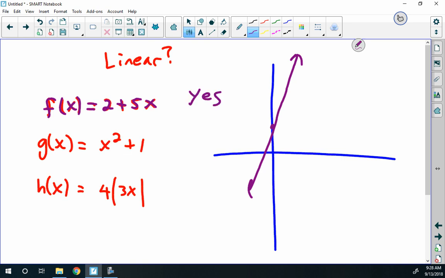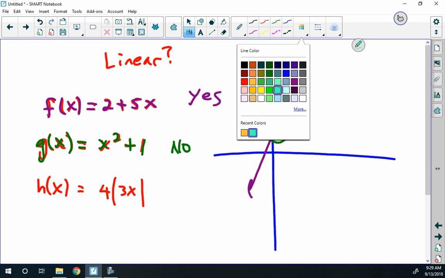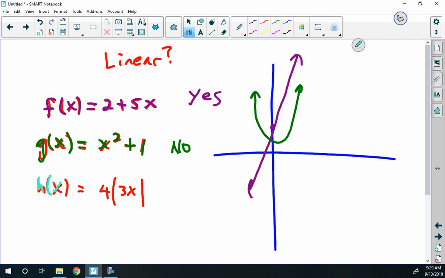All right, what about this next one, x squared plus 1? When you graph that, you probably don't know what its graph's going to look like, and that's okay. You could use the calculator to graph it, and when it does, this one looks like this. Whoop! Is that linear? No, it's not. And then this last one here, h of x is 4 times the absolute value of 3x. When you graph that, it's going to look like this. Whoop! Is that linear? Not exactly.